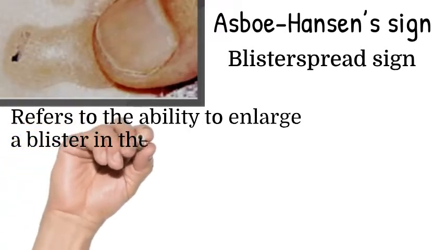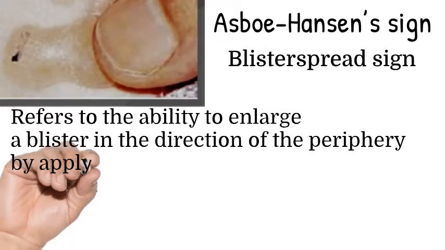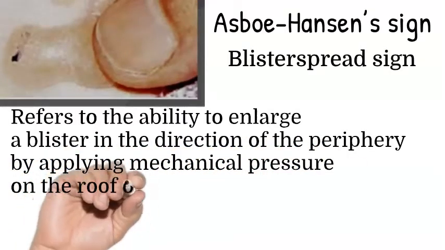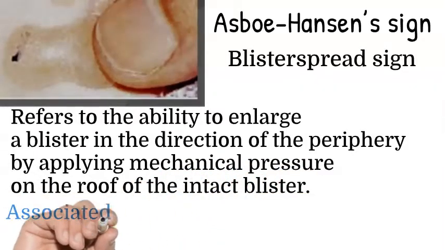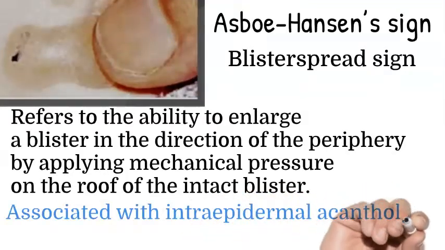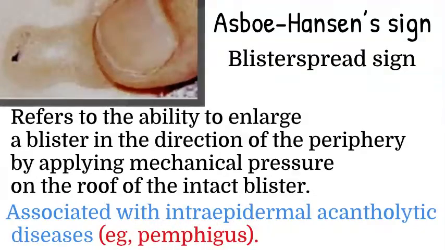This sign refers to the ability to enlarge a blister in the direction of the periphery by applying mechanical pressure on the roof of the intact blister. This sign is associated with intraepidermal acantholytic diseases like pemphigus.